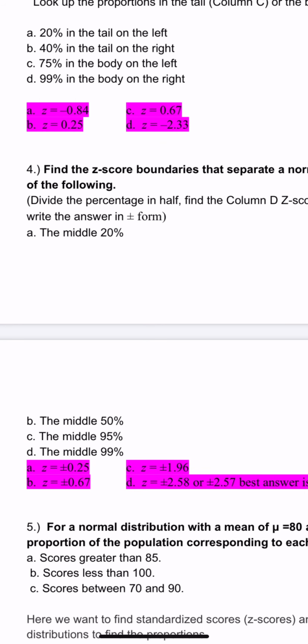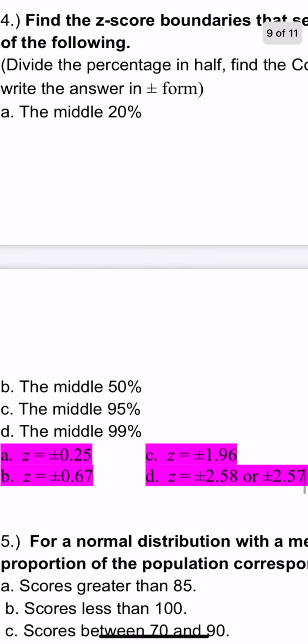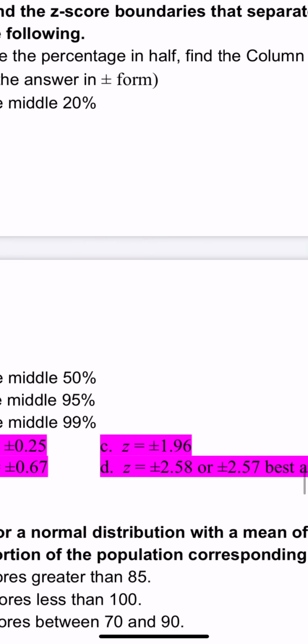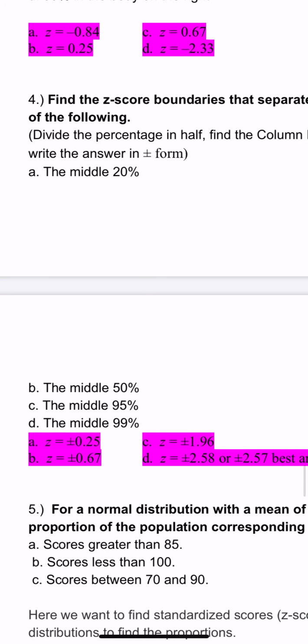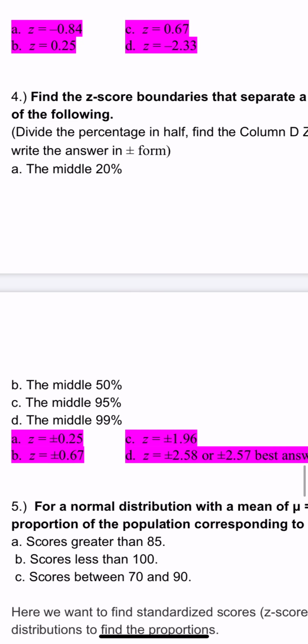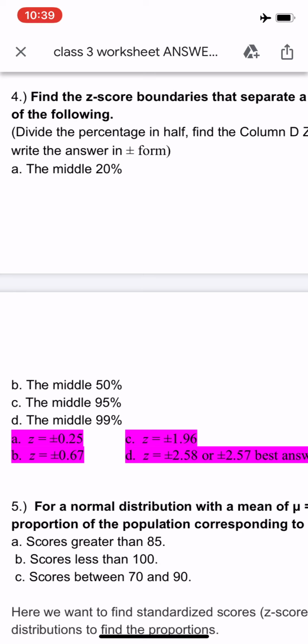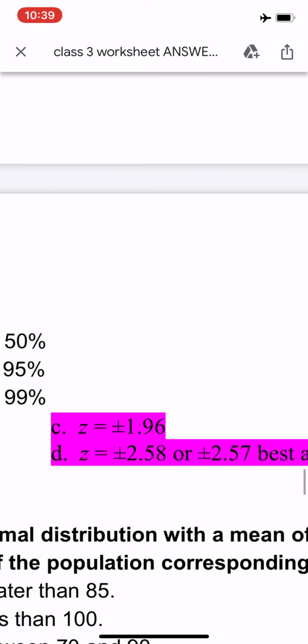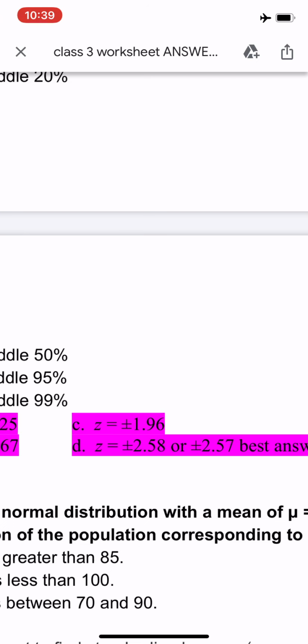Same thing with B. So the middle 50%, 50 divided by 2 is 25%. So you look at 0.2500, look in column D for the z-score that corresponds closest to that, and just plus minus it. So plus minus 0.67. For the middle 95%, you divide 95 by 2, you look for that proportion in the table, and you'll see that that comes out to plus minus 1.96.